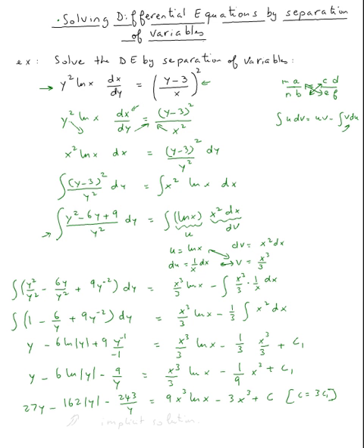You can leave it like this, or you can move the terms around. By the way, this is an implicit solution. You cannot find an explicit solution. So, implicit solution. You can't get an explicit one. And that's it for this example.